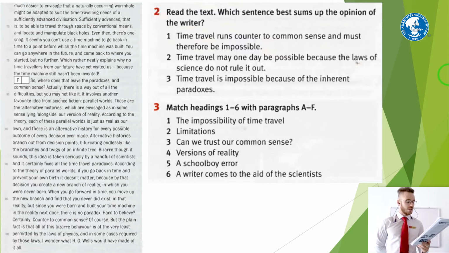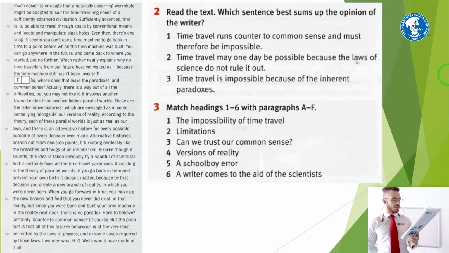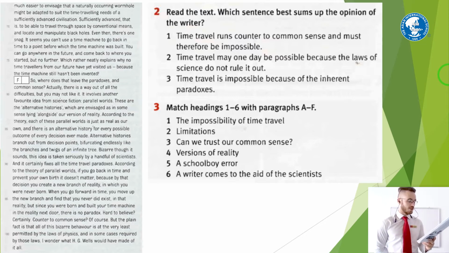These are the alternative histories which are envisaged as in some sense lying alongside our version of reality. According to the theory, each of these parallel worlds is just as real as our own, and there is an alternative history for every possible outcome of every decision ever made. Alternative histories branch out from decision points by bifurcating endlessly, like the branches and twigs of an infinite tree.